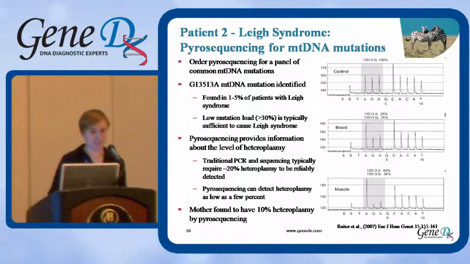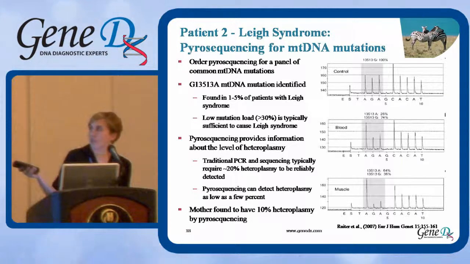So in this particular case, I wanted to just illustrate what the results actually look like and how you can see the percentage of heteroplasmy. So in this particular patient, you can look, this is the control sample, and you can see that we're looking for this G13513A mutation. So we're going to be looking right here at the G that's in the middle of this gray shaded box. And you can see that the peak heights are almost equal in the control patient that has that normal G allele at this particular position.